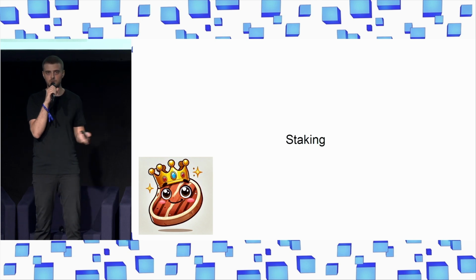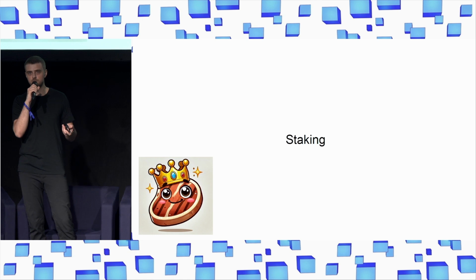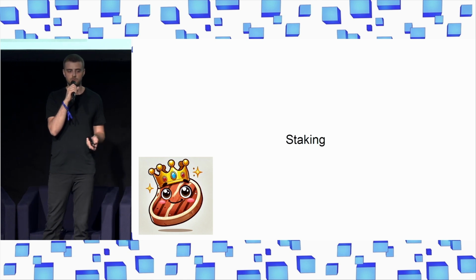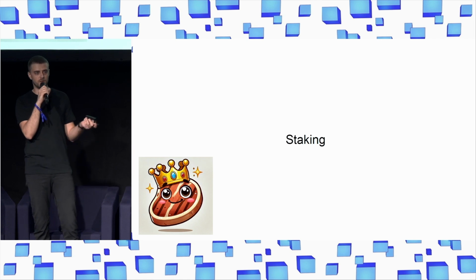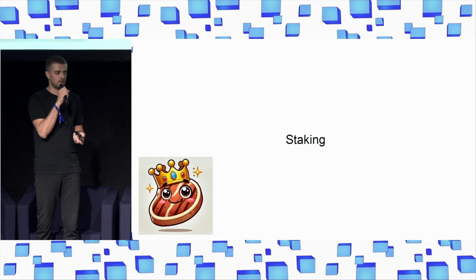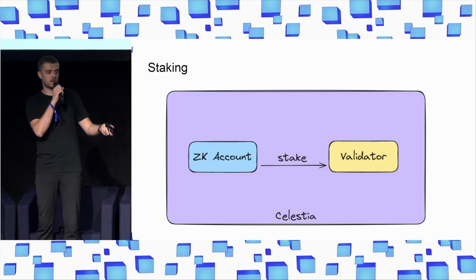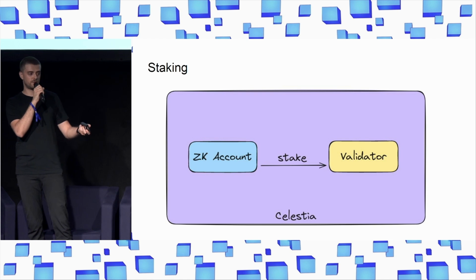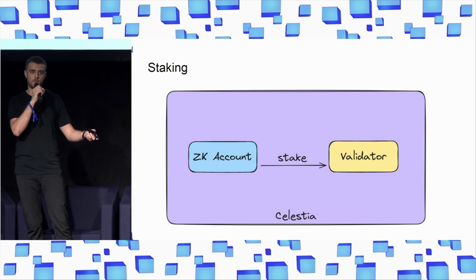Okay, what are other things, right? We can do staking. In a delegated proof of stake system, what you will see is, no matter if you want it or not, you will get liquid staking, right? And this is how staking would look like from the perspective of a ZK account to a validator.